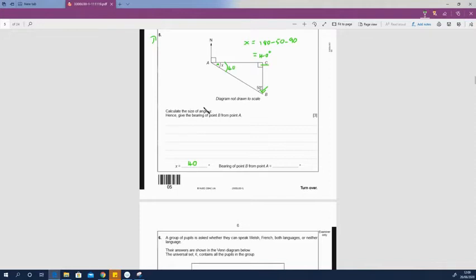The second part of the question asks us to give the bearing of point B from point A. So we have to start at north and measure in a clockwise direction the angle to the line connecting A and B. Well, we know that bit is 40, this bit here is 90, so the bearing is 40 and 90, which is 130 degrees. And that's the answer.